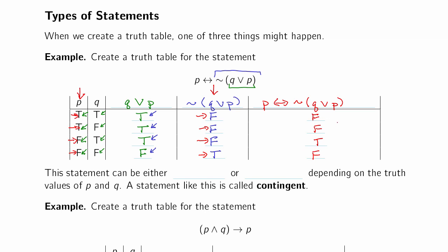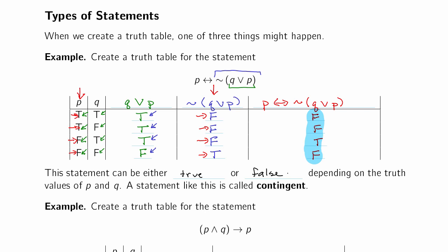So what do we see in our final result column here? Well, we see that our final statement can be either true or false, depending on the truth values of P and Q. And that is kind of the normal thing for a statement to do. A statement that does this normal thing, where it's got trues and falses in the final column, that statement is called contingent. A contingent statement might be true, it might be false.